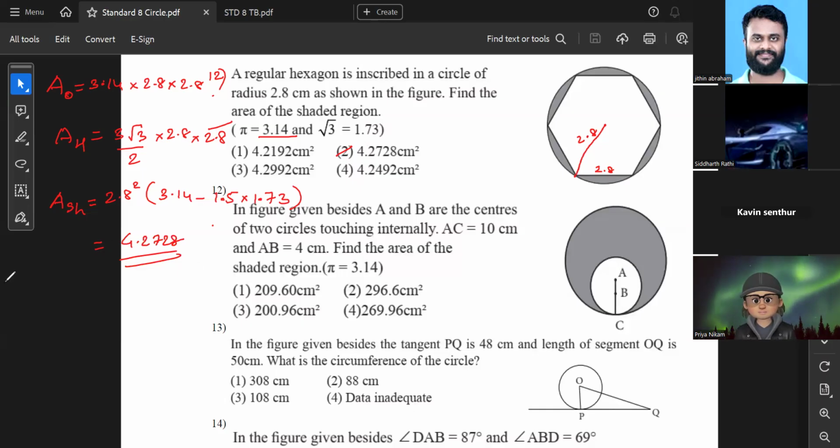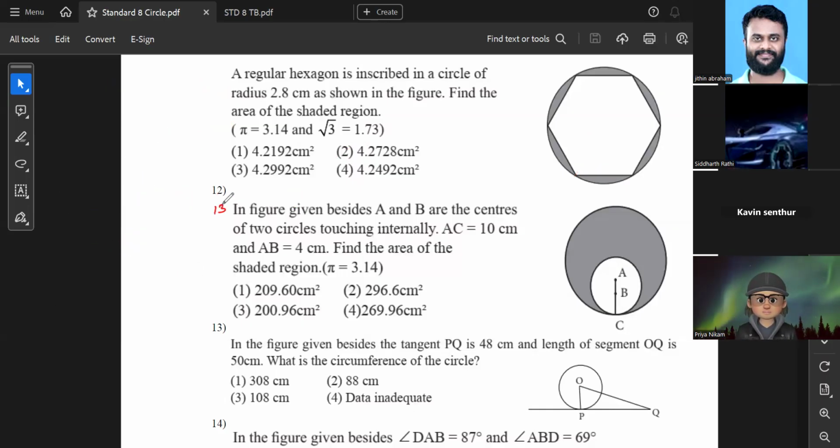Okay, proceeding further. 13th question. In the figure given beside, A and B are the centers of the two circles touching internally like this. And AC is given as 10 centimeters. So they have already said A is the center, so probably A is the center of the bigger circle. So the radius of the bigger circle is 10. And AB is 4. AB is the difference between both the centers, which means BC is the radius of the smaller circle.